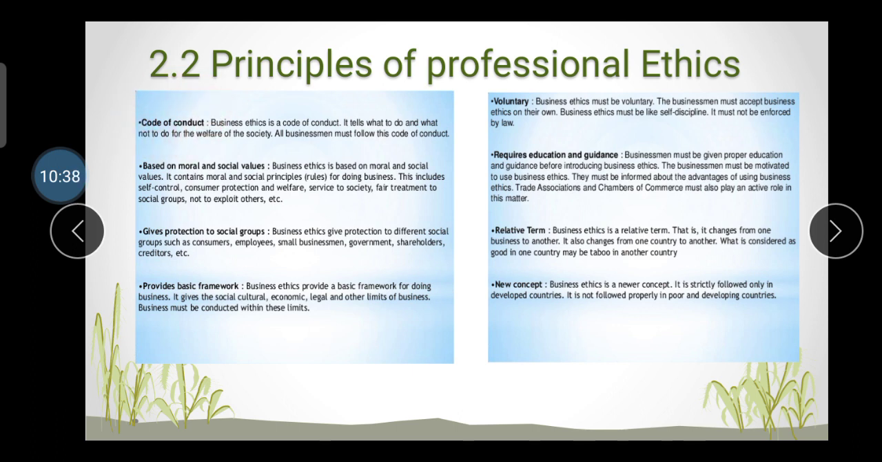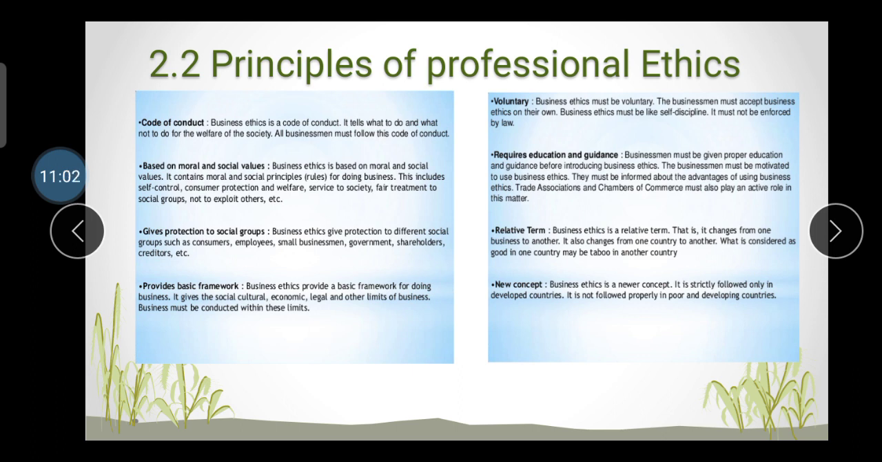Second one, based on moral and social values. Business ethics is based on moral and social values. So it contains moral and social principles like rules for doing business, and this could be self-control, customer protection and welfare, services to society, and fair treatment to their social group.